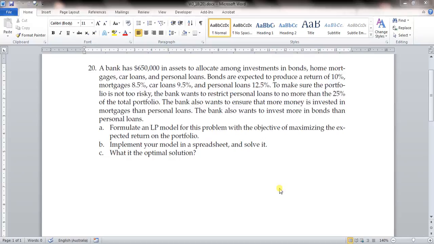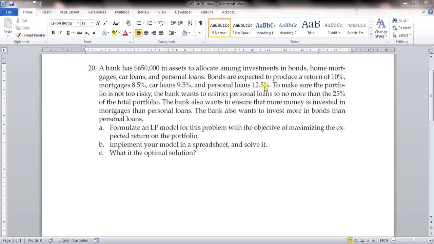This is question number 18 from the 7th edition and number 20 from the 6th edition. The question says the bank has $650,000 to invest, and bonds, home mortgages, car loans, and personal loans are four different options. The different options have different return rates: 10%, 8.5%, 9.5%, and 12.5%, respectively.